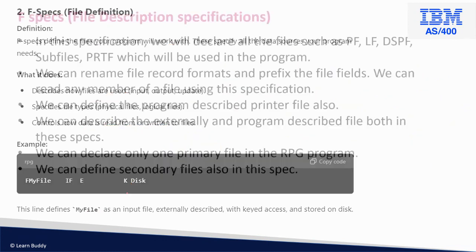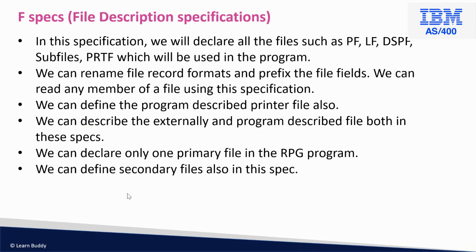And here you can see some operations which can be performed through the F specification. In this specification, we declare files such as physical files, logical files, and display files. We also define subfiles and printer files, which will be used in the program. So whatever files you wanted to use in the program, you can define in the F specification. And we can also rename the file.